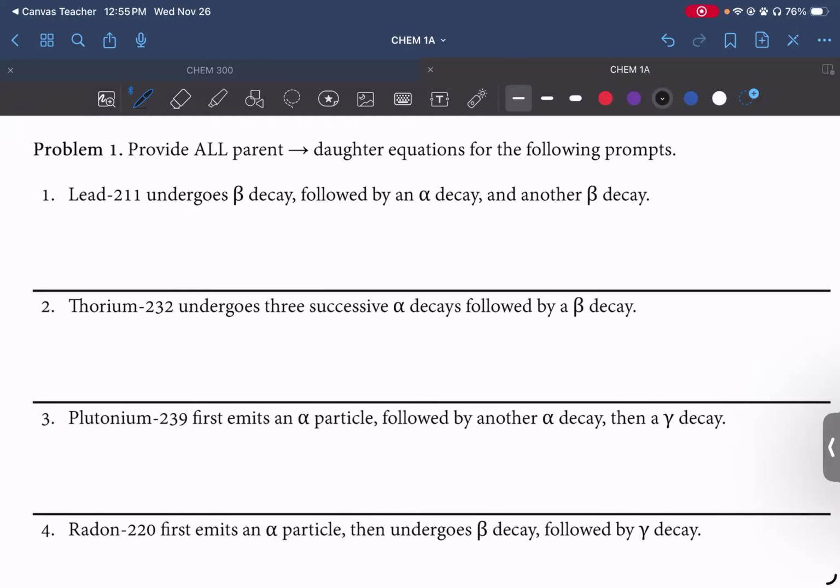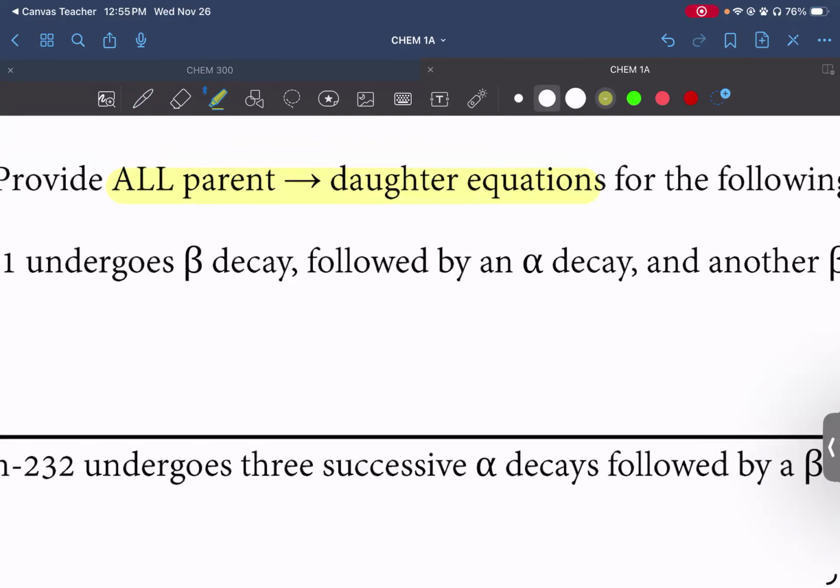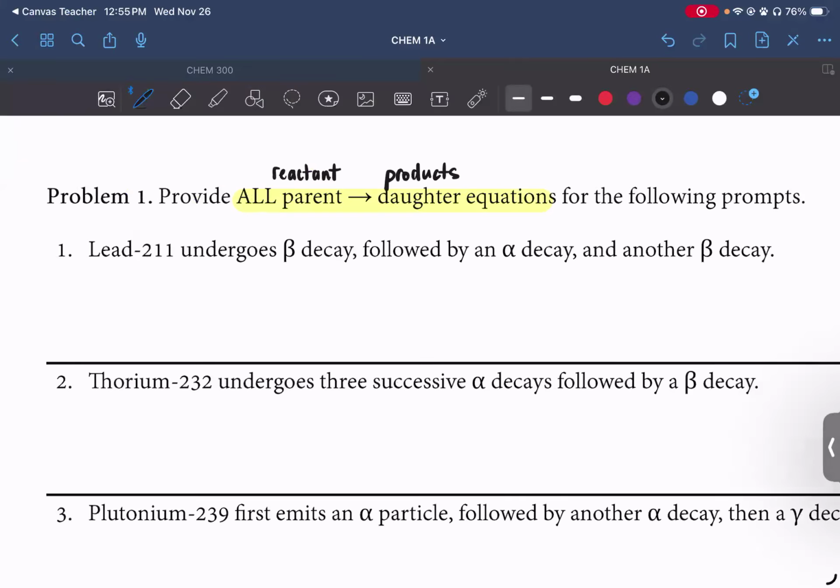Page 1, problem 1 says, provide all parent-daughter equations for the following prompts. Recognize that the words parent-daughter are used here just to describe the breakdown, the starting nuclei, the resultant nuclei. So this is no different than me saying reactant to products. But the key thing here is that it's asking for all of the equations.